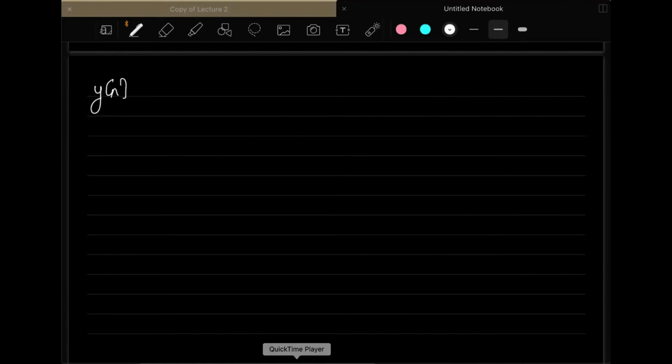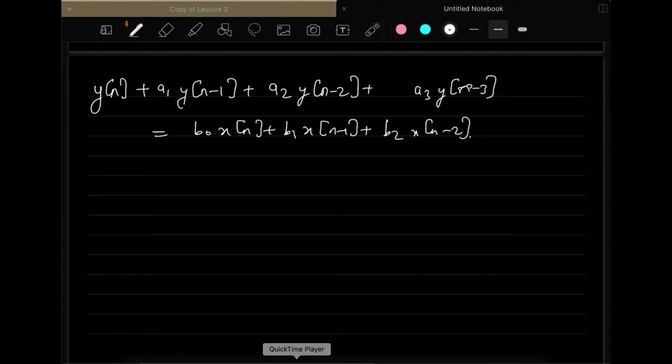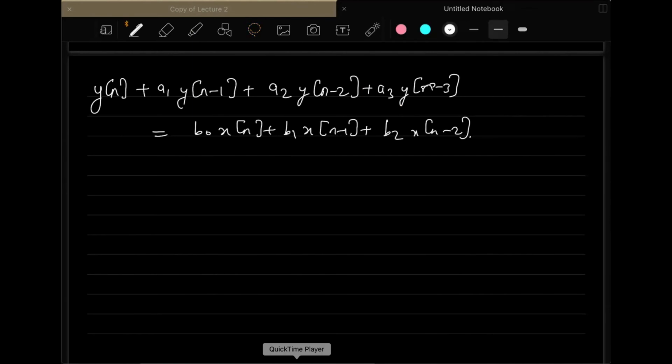So if you have a difference equation which is like this, and then you have b0 x[n] plus b1 x[n minus 1] plus, you will go like this. I'm currently taking only three terms, so there is no dot here. Similarly here also you will have b0, b1, b2, x[n minus 2]. So this is the difference equation, taking specific terms on the left and to the right.